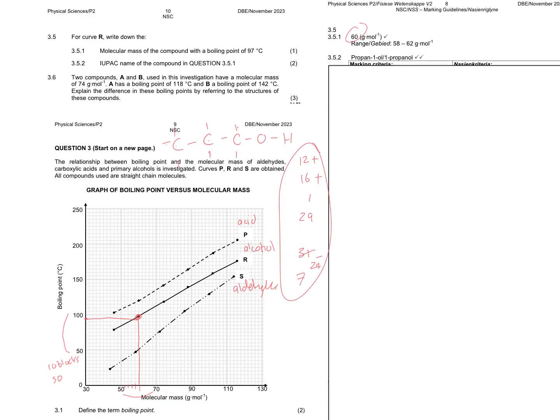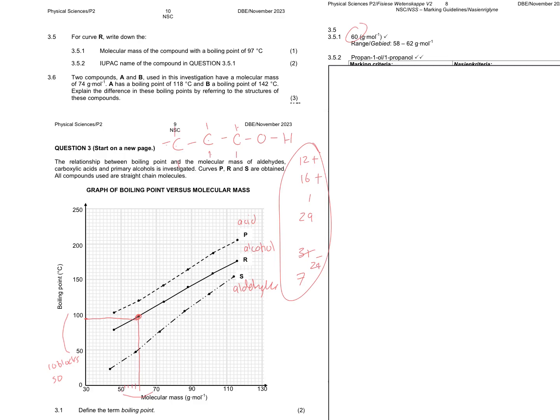You have to have the number 1 because you could have propan-2-ol. So I would suggest that we try and put in the numbers as much as possible. But propan-1-ol, because it could be propan-2-ol. For 3.6, they're now talking about A and B. A and B have a molecular mass of 74. A has a boiling point of 118 and B has a boiling point of 142. Explain the difference in these boiling points by referring to the structures of these compounds.